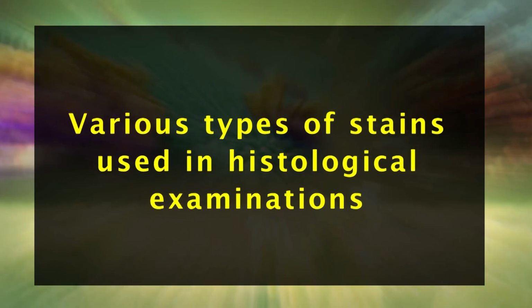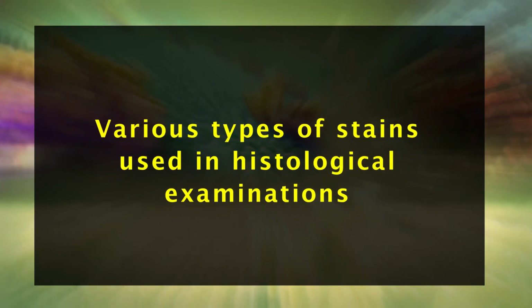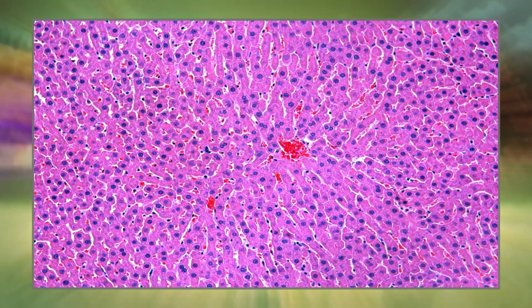Most cytological stains are solutions of organic aromatic dyes. Two common types of dyes have been recognized since the times of the pioneer work of Ehrlich, which includes acidic dyes and basic dyes. Number 1. Various types of stains used in histological examination include hematoxylin and eosin staining.